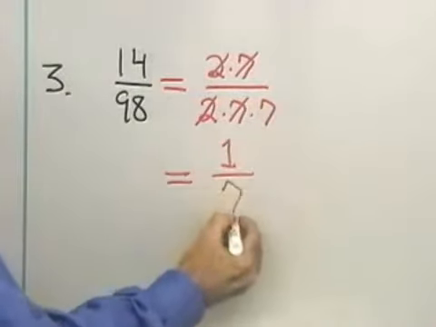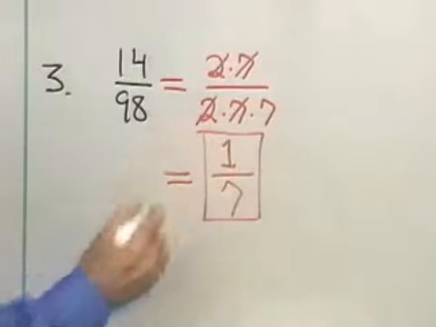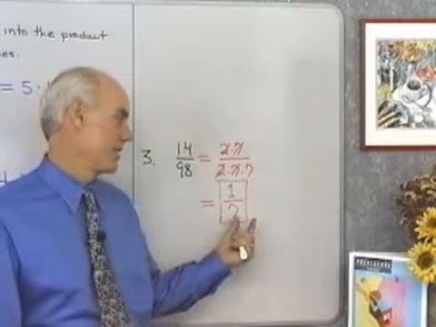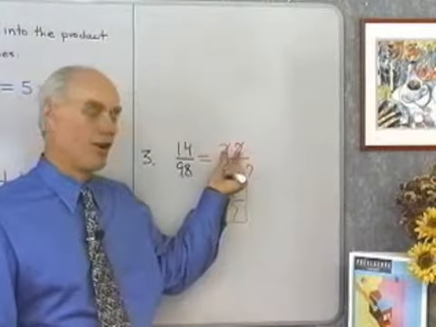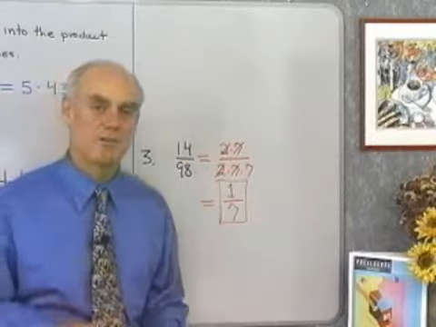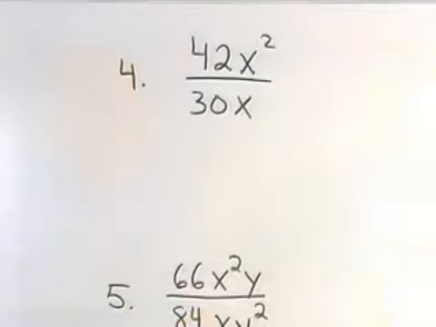The denominator is 7. A lot of times students just getting started with this will write this as 0 over 7, something like that. It's not. When I divide out all the factors in the numerator, what's left is the number 1. Let's go on now and look at some fractions that involve variables. We have 42x squared over 30x. I want to reduce that to lowest terms.